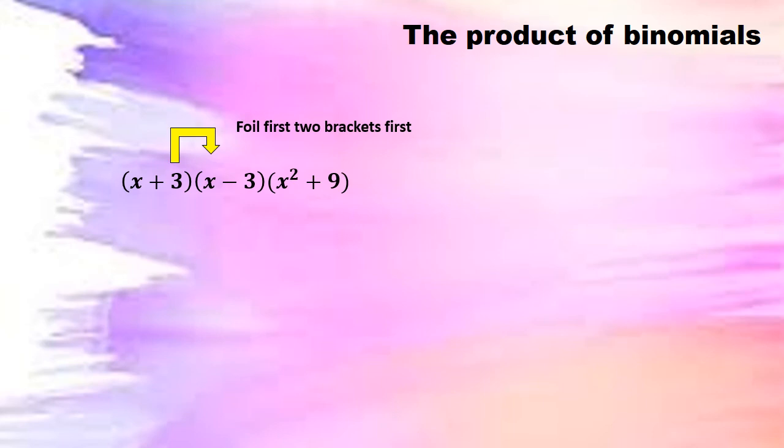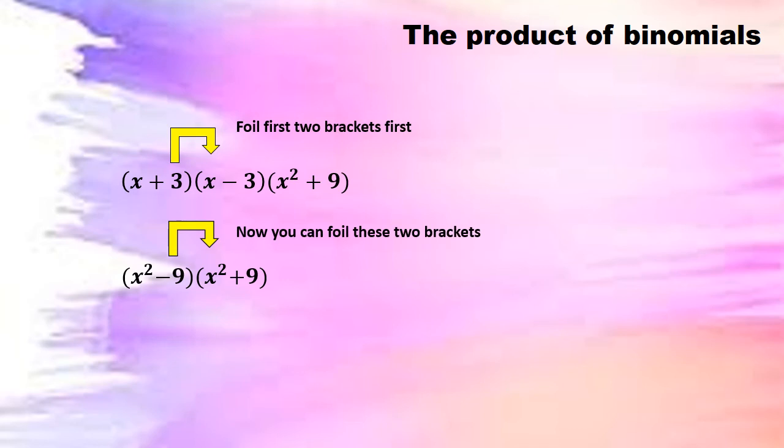I'm going to first FOIL these two brackets. Then you get x times x is x squared, minus 3x plus 3x falls away, and positive 3 times a negative 3 is minus 9, so x squared minus 9, times x squared plus 9. Then you can now FOIL these two brackets together. Your answer will be x to the power 2 times x to the power 2 is x to the power 4, plus 9x squared minus 9x squared minus 81. Those two like terms fall away, and you are left with x to the power 4 minus 81.